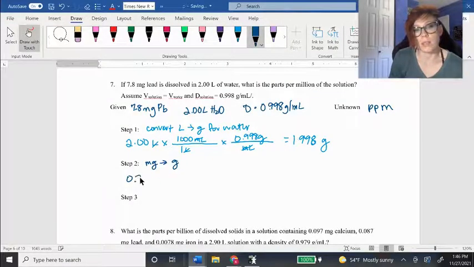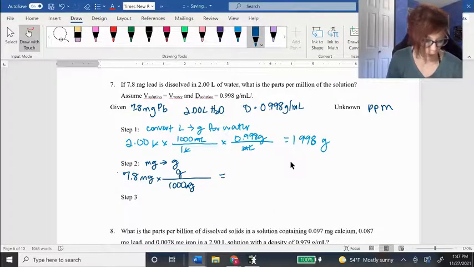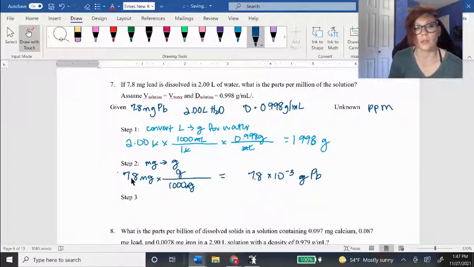My second step is going to convert this milligrams to grams. So 7.8 milligrams divided by 1,000 milligrams per gram. So that's going to be 7.8 times 10 to the minus 3. Again, if you want to, you can just move the decimal place over 1, 2, 3 places. So your decimal point's there. You have 2 zeros in front. I just put it in scientific notation.